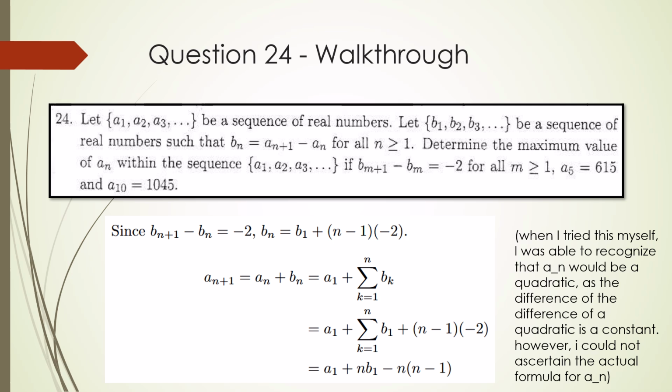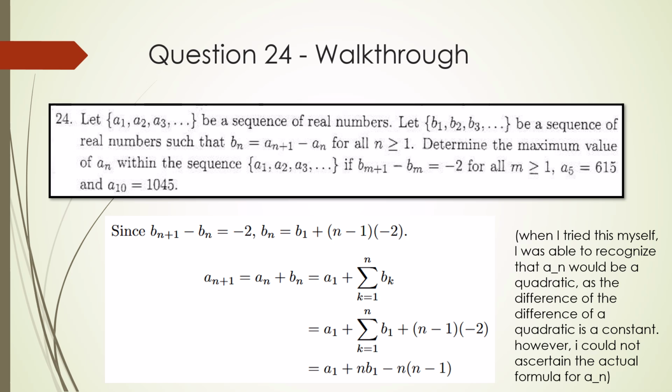When I tried this myself, I was able to recognize that an, that sort of sequence, would be like a quadratic. Because if you look at the conditions that the question specifies, it basically says that the difference of the bn series is a constant. And I know that the difference of a quadratic is a constant. However, I was struggling to find the actual formula for an, right? But here it is. So you start off with the formula that they give you. bn plus 1 minus bn is equal to minus 2.